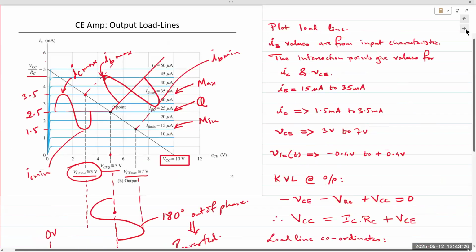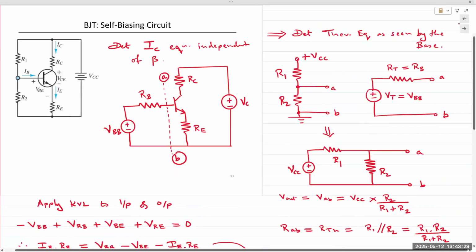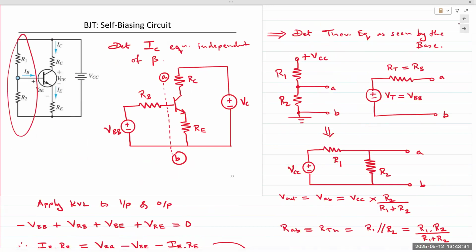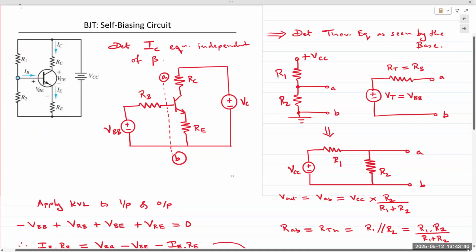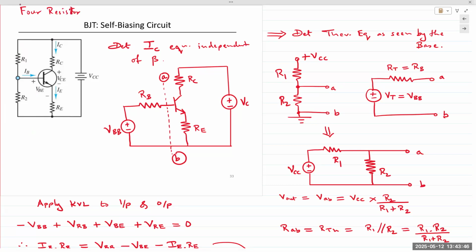Far more common is this kind of circuit. This circuit, in the book, is known as a self-biasing circuit, but more commonly it is known as a 4-resistor bias circuit, or even more commonly as a voltage divider bias. So this is known as a 4-resistor bias or a voltage divider bias circuit, and I'll quickly take you through the analysis of this.